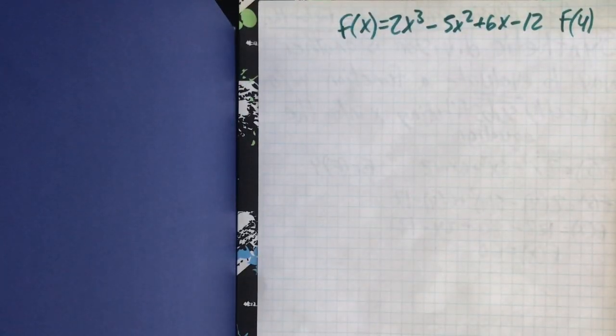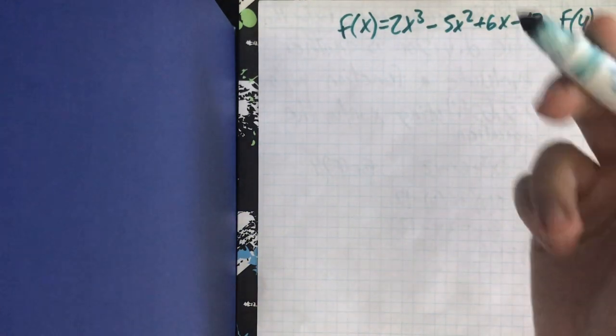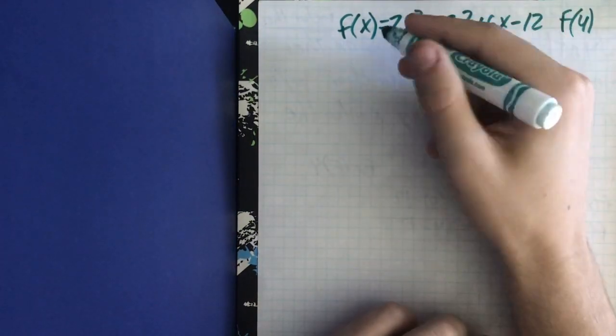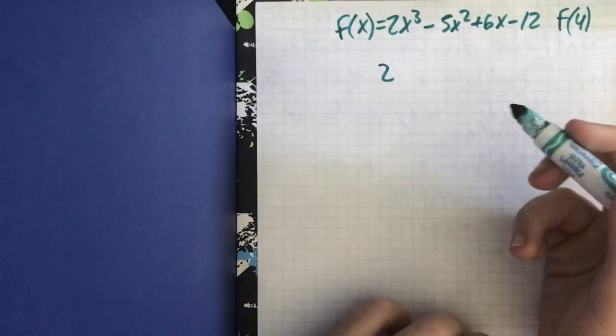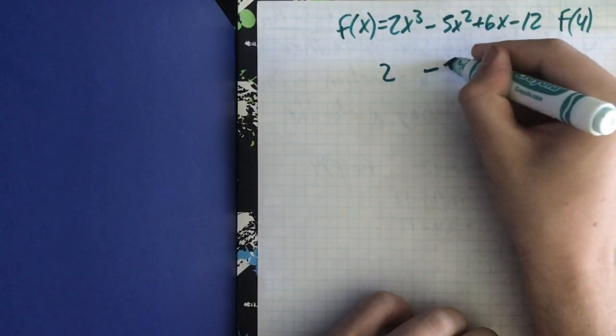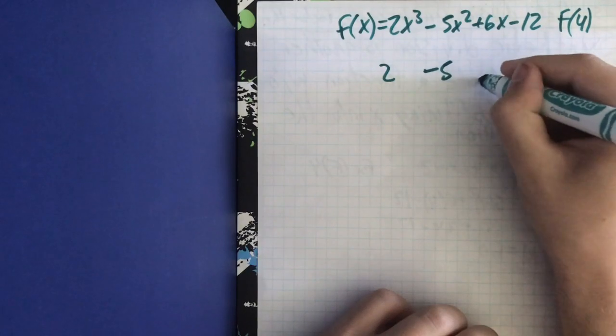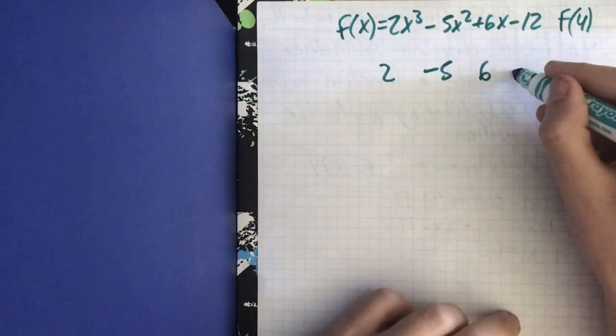Next, we're going to evaluate the same function, but this time using synthetic division. To use synthetic division, you take the coefficient of every term in the polynomial. So first you'd take 2 and write it down. Then you'd take negative 5 and write it down. Then you'd take 6, and then lastly negative 12.